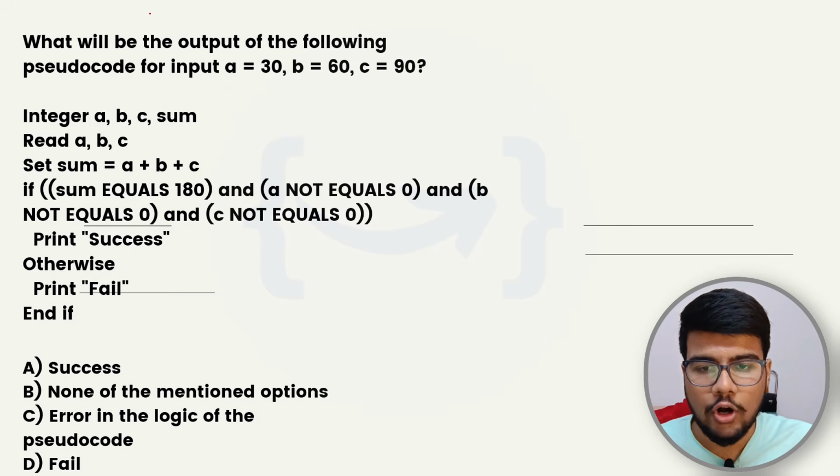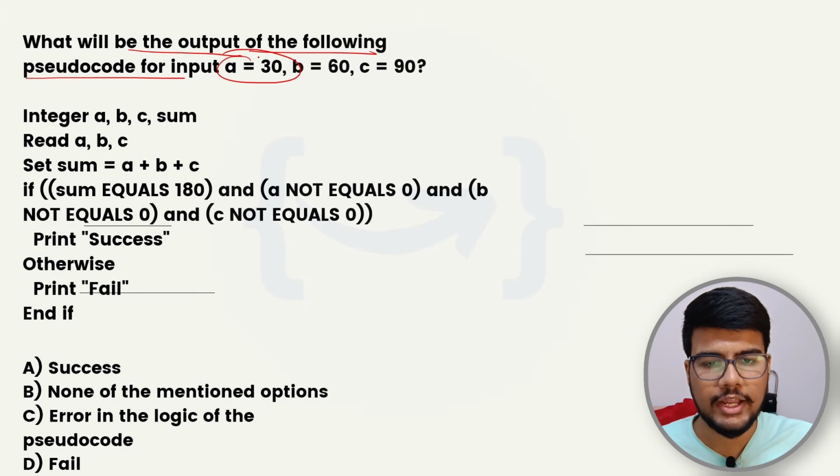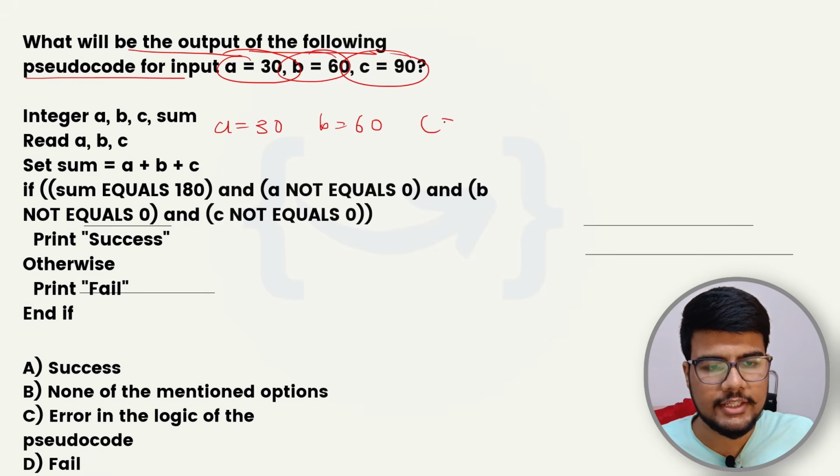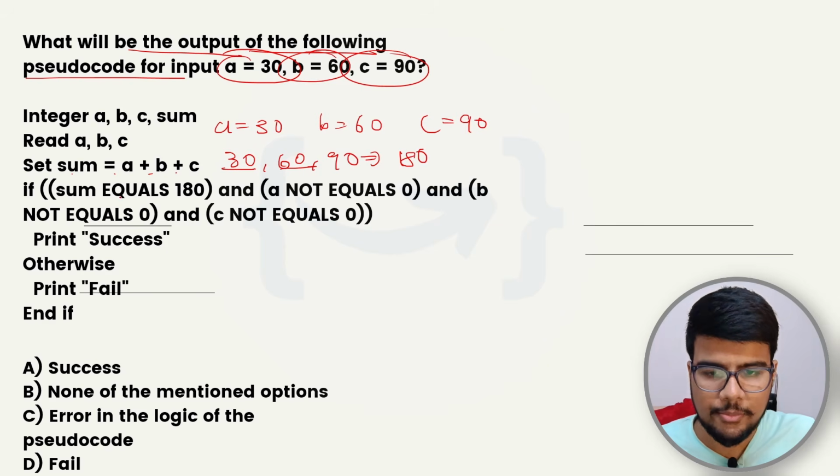Now what will be the output of the following pseudocode? Input A equals 30, B equals 60 and C equals 90. Let me write it clearly: A equals 30, B equals 60 and C equals 90. Great. So sum equals A plus B plus C. So it becomes 60 plus 30 would be 90, and 90 more is 180. So sum equals 180.